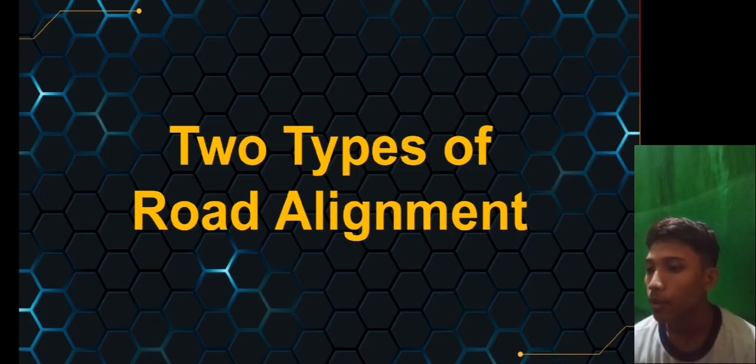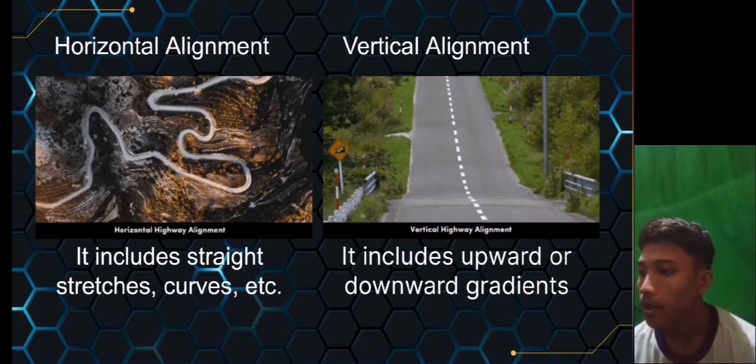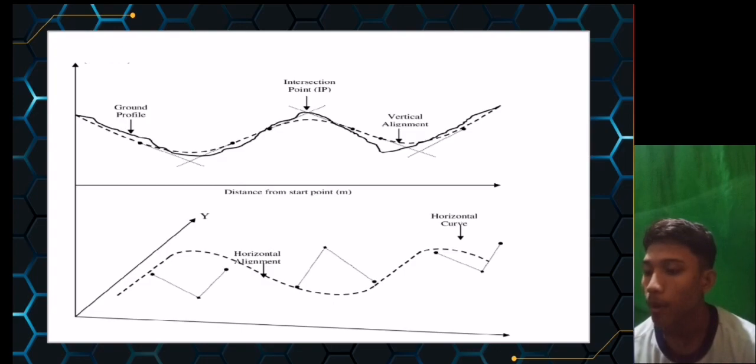There are two types of road alignment. One is the horizontal alignment and two is the vertical alignment. Horizontal alignment includes straight stretches, curves, etc. While vertical alignment includes upward or downward gradients. And lastly, this is an example of both alignments.